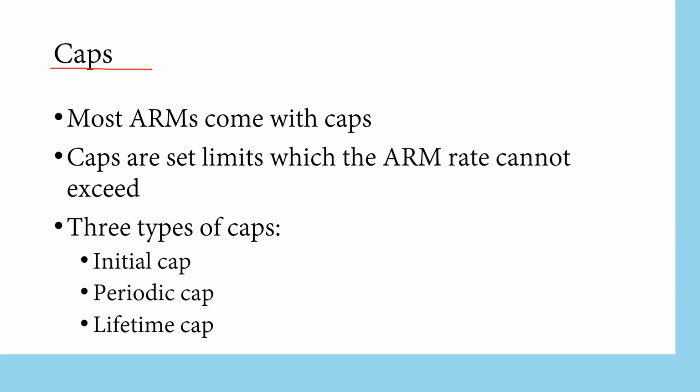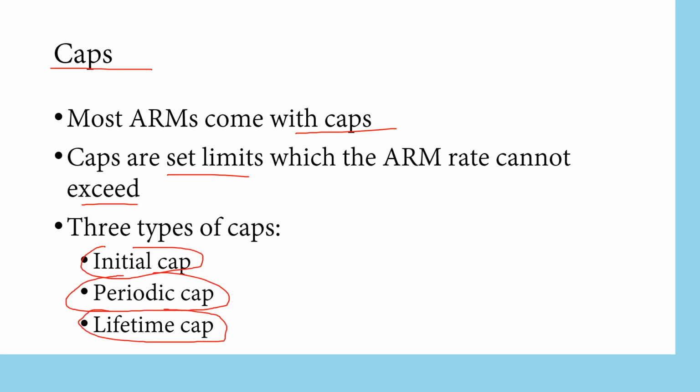Let's talk about caps. Most ARMs come with caps, and caps are set limits which the ARM cannot exceed. There are three types of caps: the initial cap, the periodic cap, and the lifetime cap. The initial cap is defined as the maximum amount that the interest rate on an adjustable rate mortgage can adjust at the first scheduled rate adjustment. So this is all about the first scheduled rate adjustment. What the initial cap does is it sets limits on how much the ARM can change on the first scheduled rate adjustment.